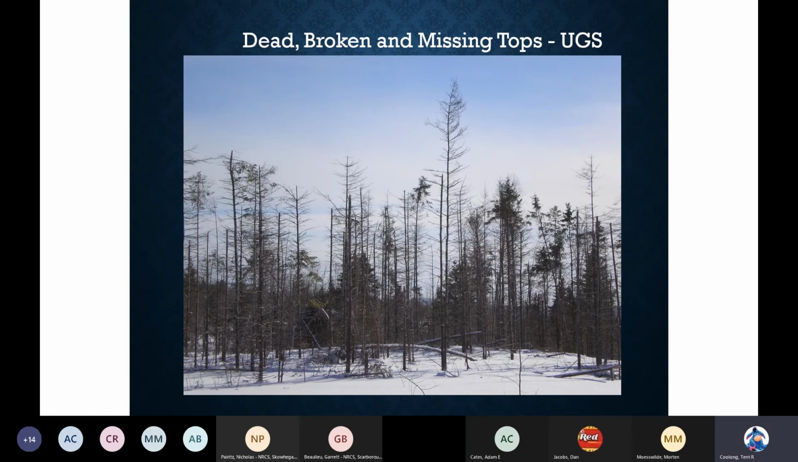And this here is just kind of a picture where there are a whole bunch of dead, broken, and missing tops. If you look at it, you think, wow, there's plenty of trees out there. Certainly we have enough stems per acre. But you start taking a closer look and you see that a large number of them have broken tops. So those are no longer considered to be acceptable growing stock. So if we're out there doing a cruise, all of those trees are going to be disregarded.